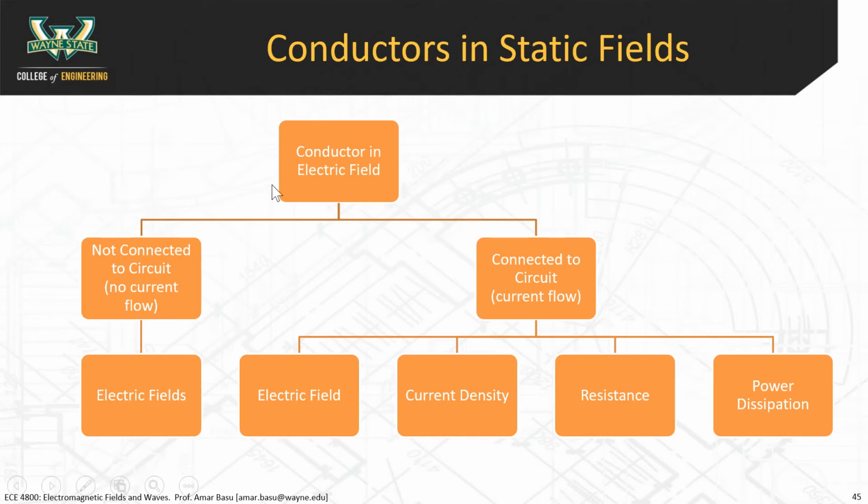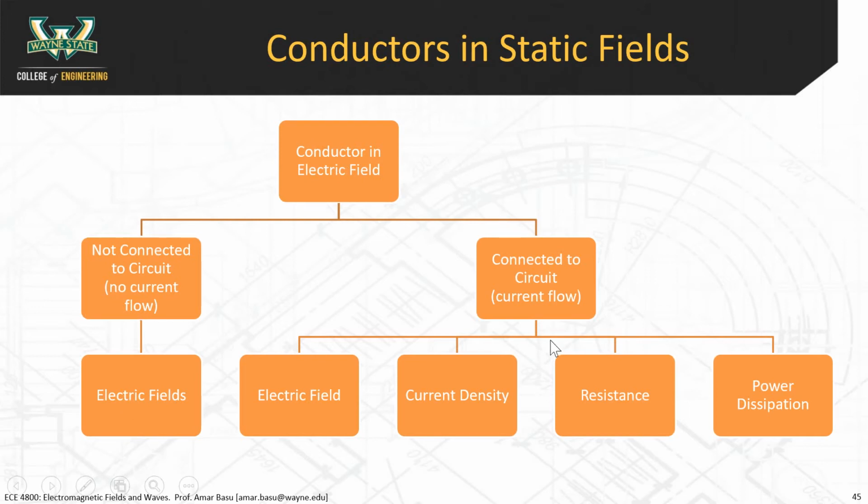We can think about what happens when you apply a voltage to a conductor. You generate an electric field within the conductor, and these are the different things that can happen. In one case, let's say it's not connected to a circuit. There's an electric field, but since it's not connected to a circuit, there can be no current flow. Then we'll look at the electric fields within the conductive material, and it turns out that the electric field inside a conductor is 0 in that case. So we'll talk about that.